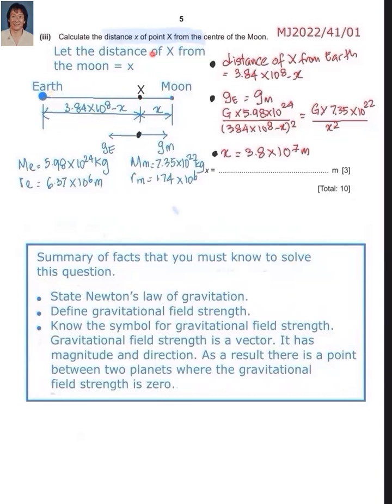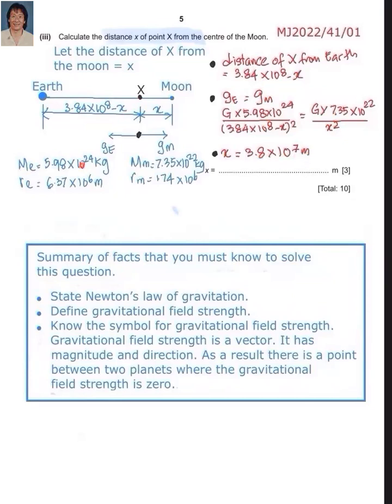Let the distance of X from the Moon be x meter. So this distance is x meter. So the distance of X from Earth will be equal to 3.84 times 10^8 minus x. So this is the distance of X from the Earth. At this point X, the gravitational field strength due to the Earth is equal to the gravitational field strength due to the Moon. So equate the gravitational field strength of the Earth to the gravitational field strength of the Moon. Then you can get the answer x equals 3.8 times 10^7 meter after solving the equations.